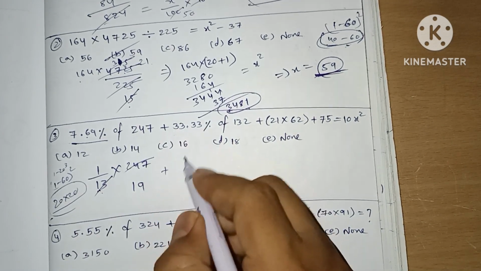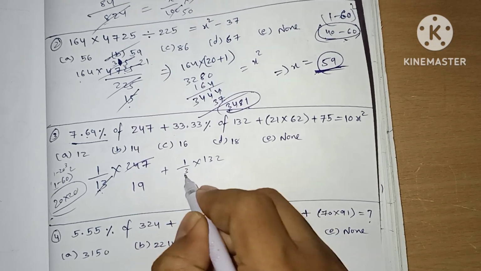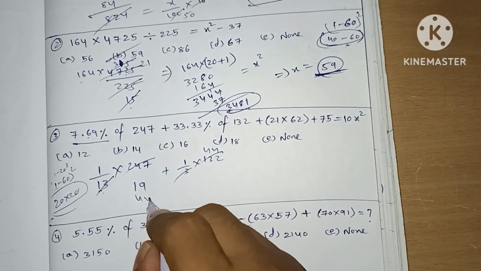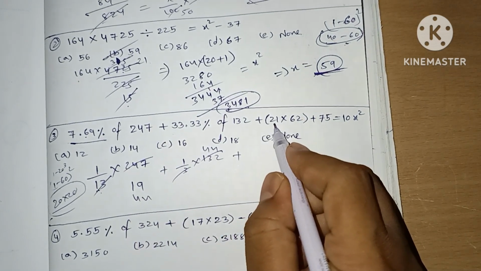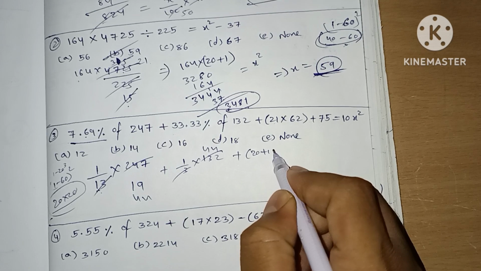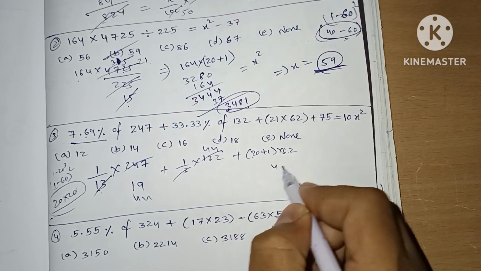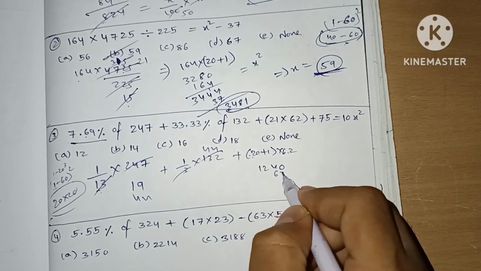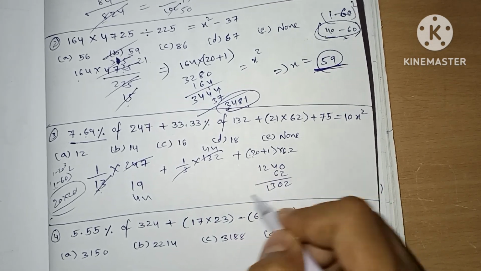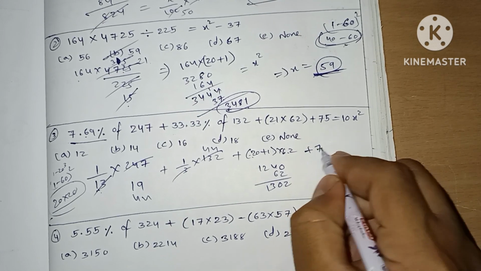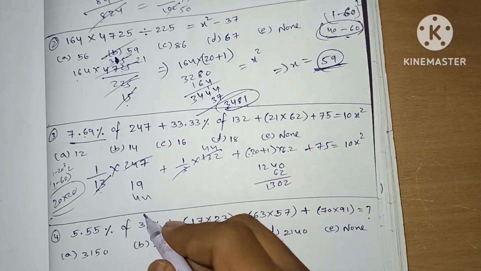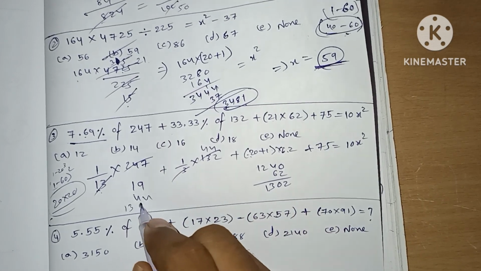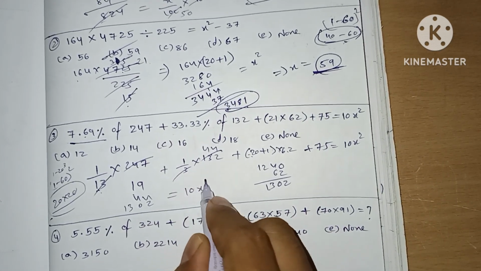Here 33.33 percentage means 1/3 of 132. So 3 4 times and 4 times, so we have 19 plus 44 plus this we can write as 20 plus 1 into 62. 2 times is 44, 2 6 times 12, so 1240 plus 62 gives 1302, plus 75 equals to 10x square. So totally we have 19 plus 44 plus 1302 whole equals to 10x square.